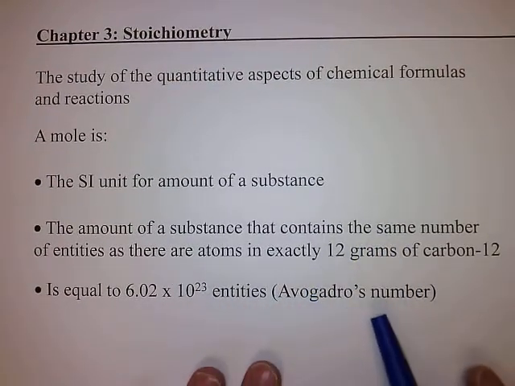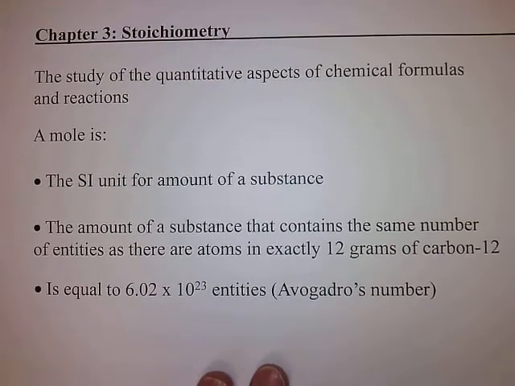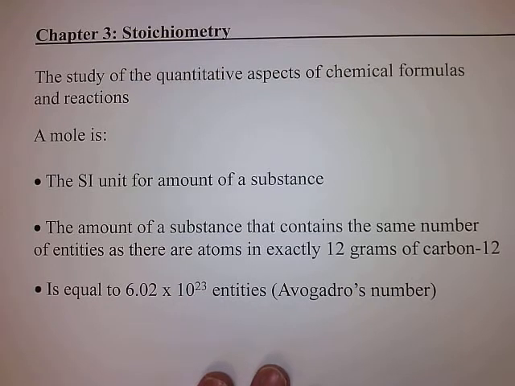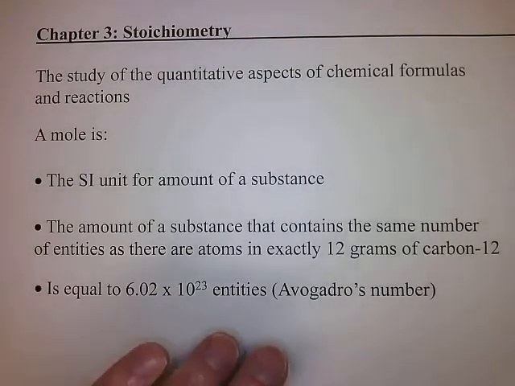And this is known as Avogadro's number, which is 6.02 times 10 to the 23rd entities, which is basically an incredibly huge number.